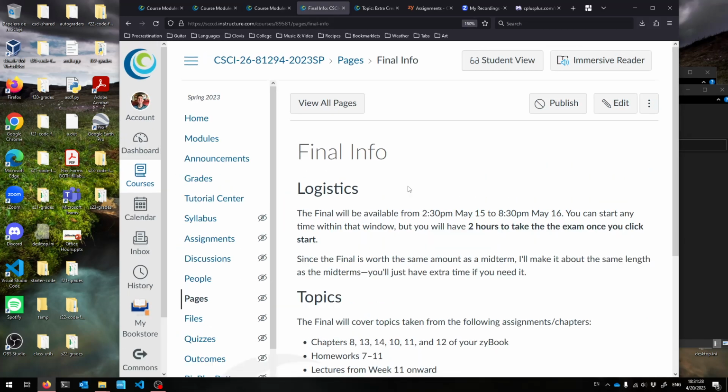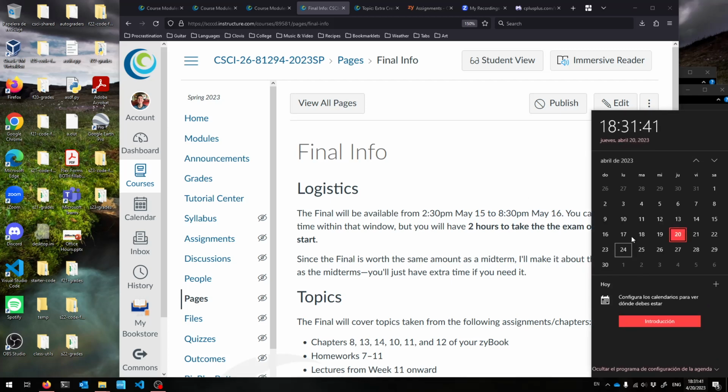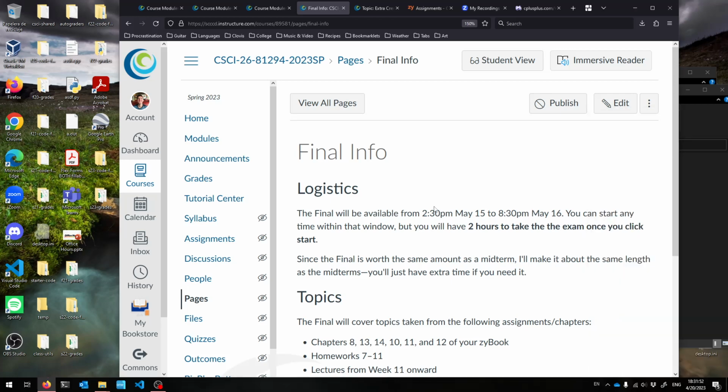So here is information about your final. It's going to be from the same kind of range as a midterm. It's going to be from 2:30 on the 15th, that's a Monday, to 8:30 on the 16th of May, that's the Tuesday. So here is 15th and 16th, Monday and Tuesday. That's when I promised it was gonna be at the start of finals week, the Monday or the Tuesday between this range. Okay, that's when the date's gonna be. Please remember that. And as usual, you can start whenever you want.